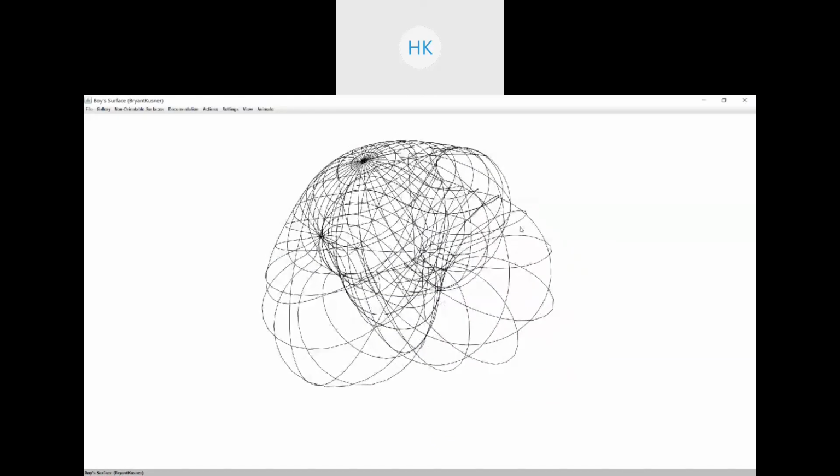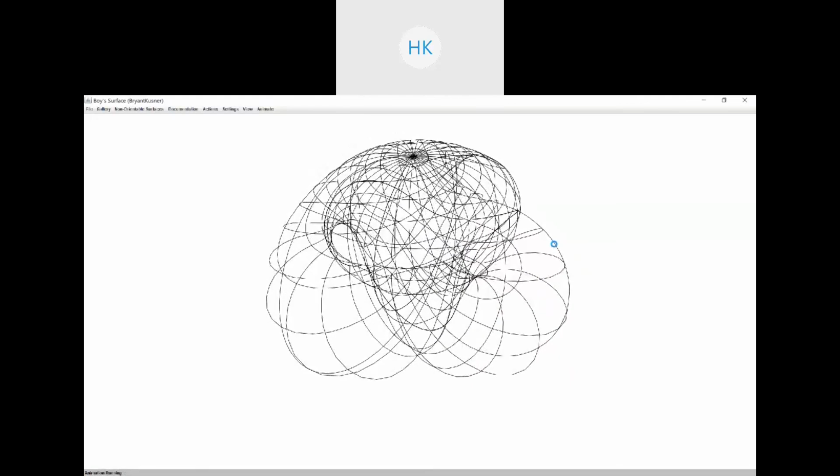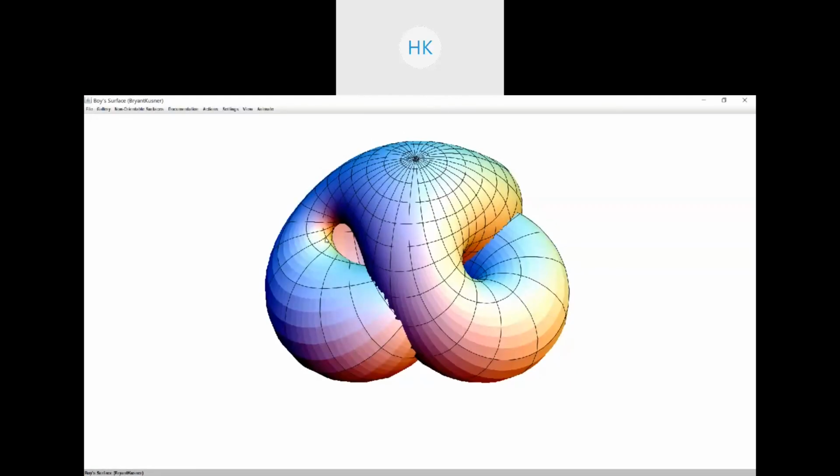This is how it's built. So basically, you have these curves that you can see are a Mobius strip, and this hemisphere is a part of the disc you are connecting to the Mobius strip.